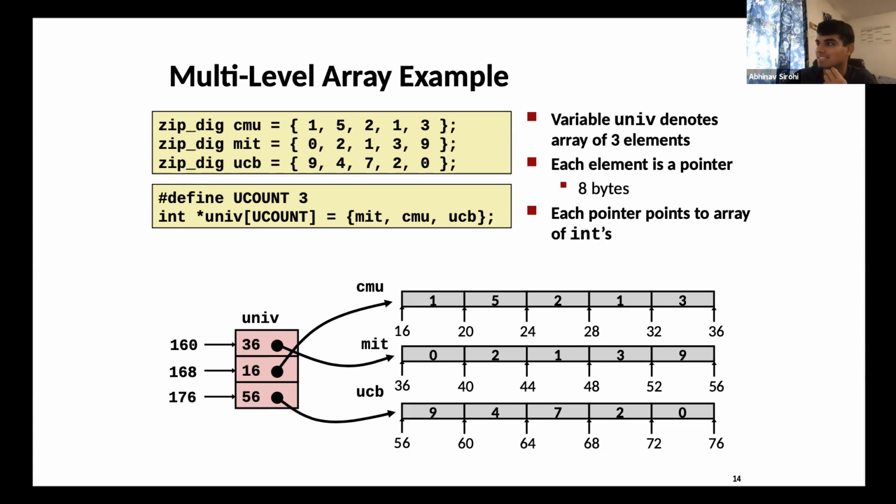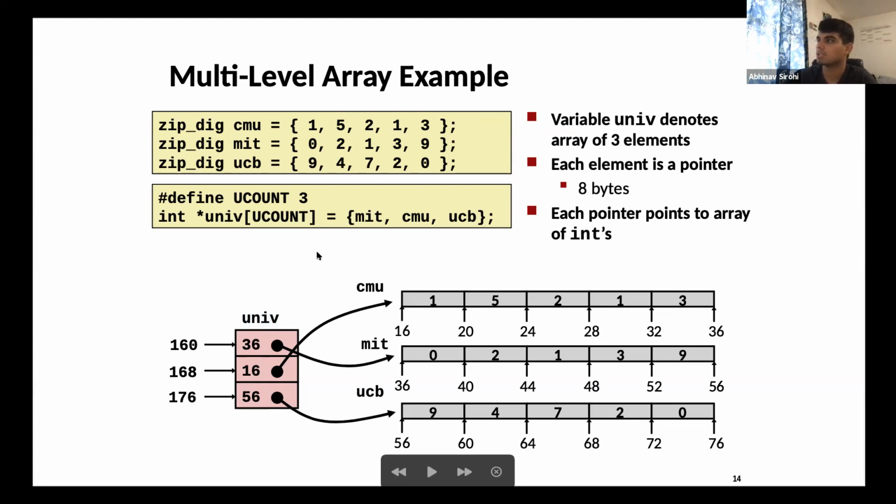Yeah, so let's say we have an array that stores pointers. So a 2D array, there's 2 ways of storing it. It could either be stored contiguously like it was before, or what we could do is we could have another array that stores pointers to each of the specific arrays, right? So let's say we have another array univ, and this stores a pointer to this array, this stores a pointer to this array, and this one stores a pointer to this array.